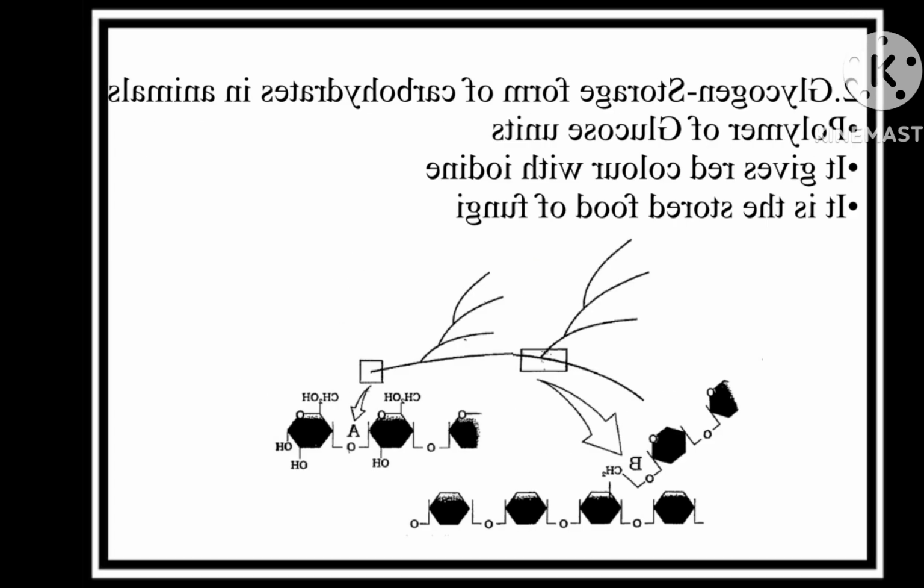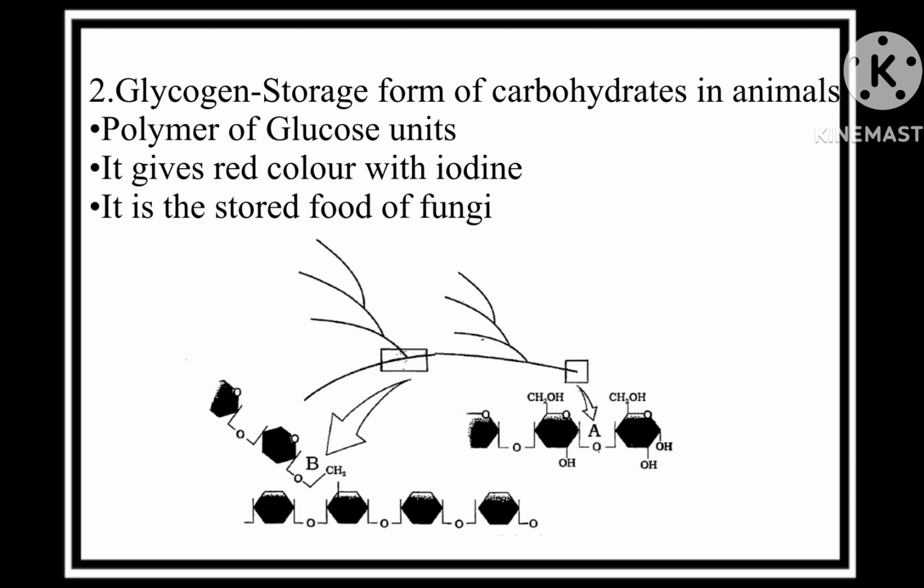Next is glycogen, which is another storage polysaccharide in animals. That is the reason why it is called animal starch. Now glycogen is the storage form of carbohydrate in animals, and to be more specific, liver and muscles are the storage regions of glycogen in animals. And if you compare between them, liver stores much more glycogen as compared to muscles.